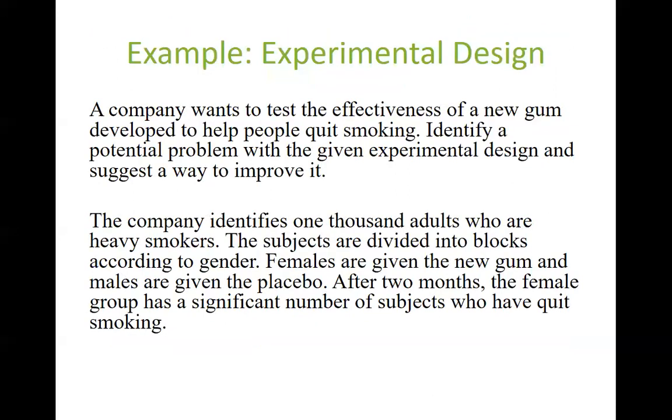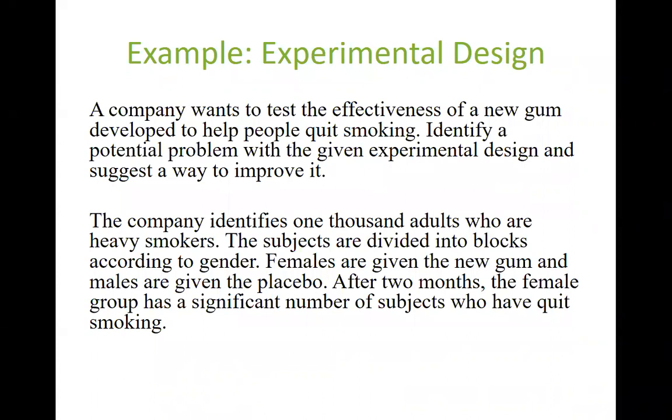All right, so look at this. A company wants to test the effectiveness of a new gum developed to help people quit smoking. See if you can tell me a potential problem you might see if this is the way it's designed, and then suggest how you would improve it. The company identifies 1,000 adults who are heavy smokers. The subjects are divided into blocks according to gender, and females are given the new gum, males are given the placebo. After 2 months, the female group has a significant number of subjects who quit smoking.